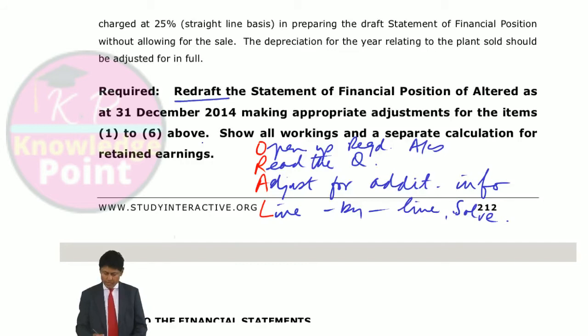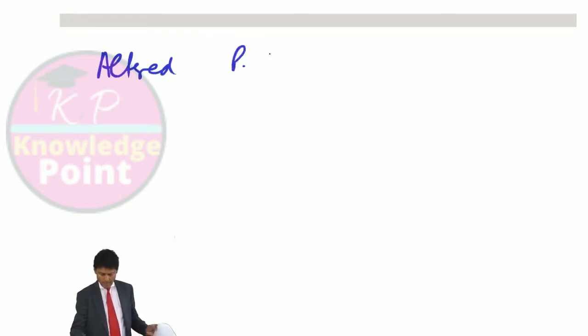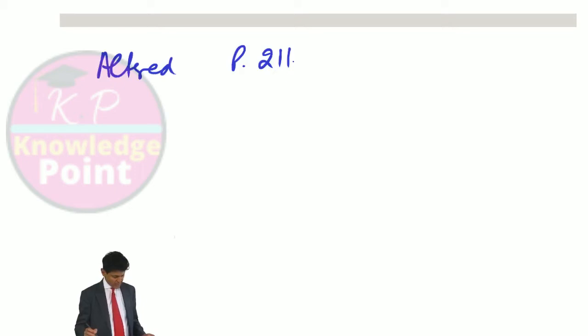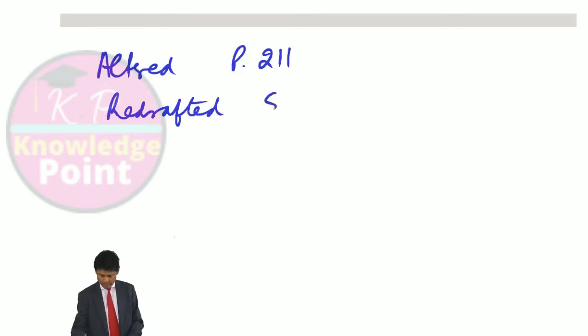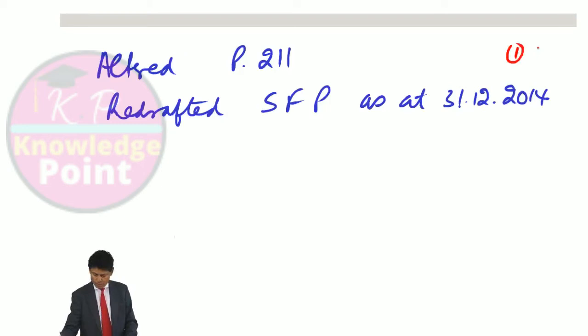So redraft the statement of financial position and make appropriate adjustments. So in the exam, you'll open up one page for the statement of financial position. Let's actually do that. Page 211. Redraft the statement of financial position. So we're going to say redrafted SFP as at 31st December 2014. And can I recommend two pages so you can show all your little steps? All right, so let's do that. Move on to page 3, please, when you're ready.